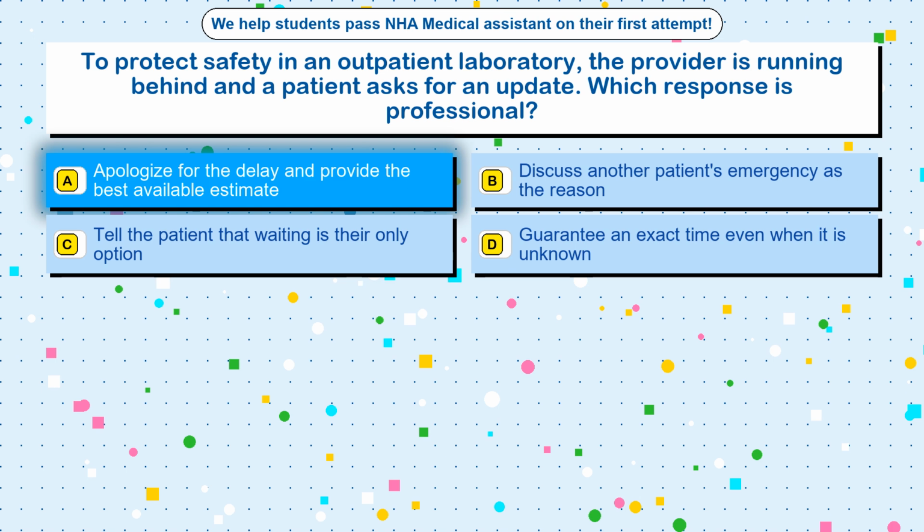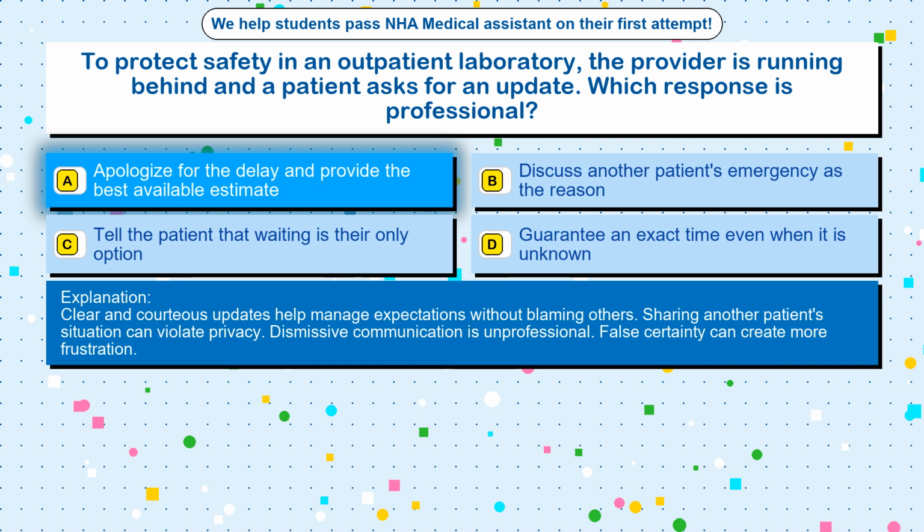The correct answer is option A. Apologize for the delay and provide the best available estimate. Clear and courteous updates help manage expectations without blaming others. Sharing another patient's situation can violate privacy. Dismissive communication is unprofessional. False certainty can create more frustration.